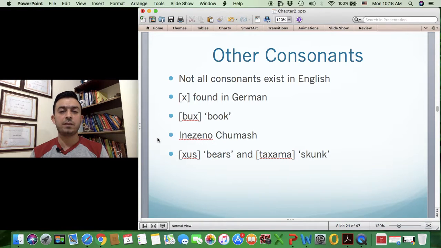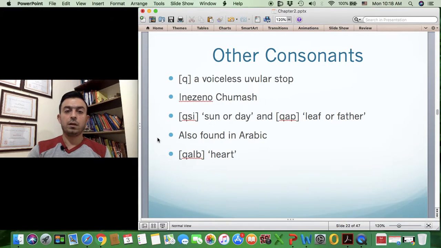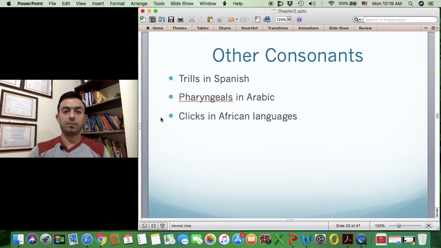And then we have the Enezino Chumash language. We have the word hus, which means bears, and the Tachama, which means skunk. Also the q sound, which is a voiceless uvular stop. We have it in Arabic, so if you speak Arabic, you can say this sound definitely. And also the Chumash has it, as in the word qsi, which means son or day, and the kap, which means leaf or father. And we also find it in Arabic, like in the word qalb, heart. And of course, you know what that is.